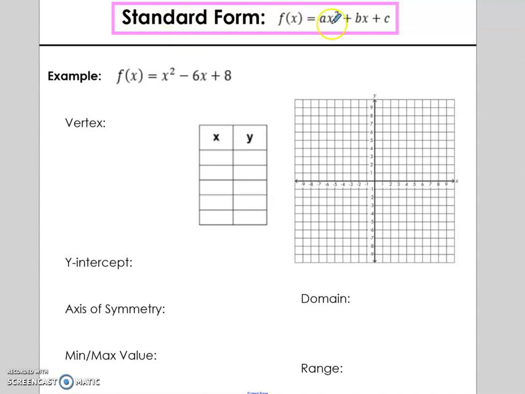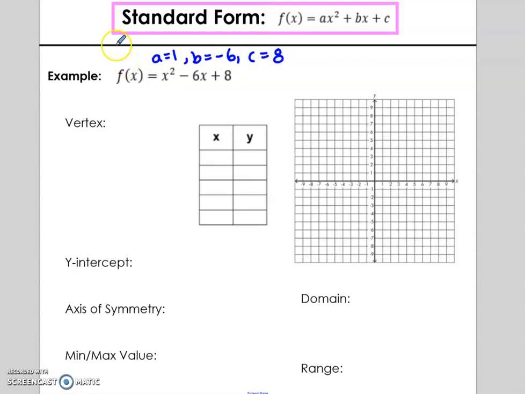First, we want to identify what a, b, and c are. So a will always be the number that's in front of x squared, b will be what's in front of x, and c is your constant term that has no x. So if we look at this example, we can see that a is equal to 1 because there's a 1 in front of the x squared, b is equal to -6, and c is equal to 8.